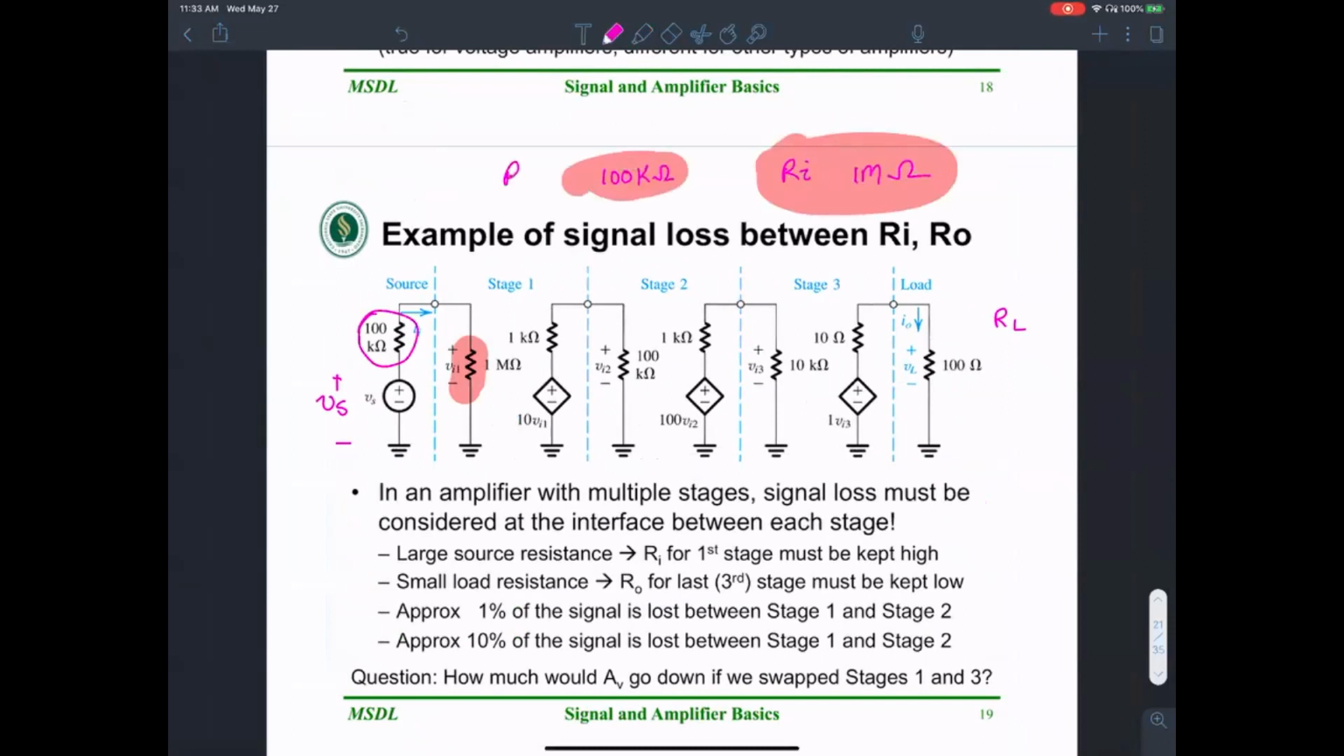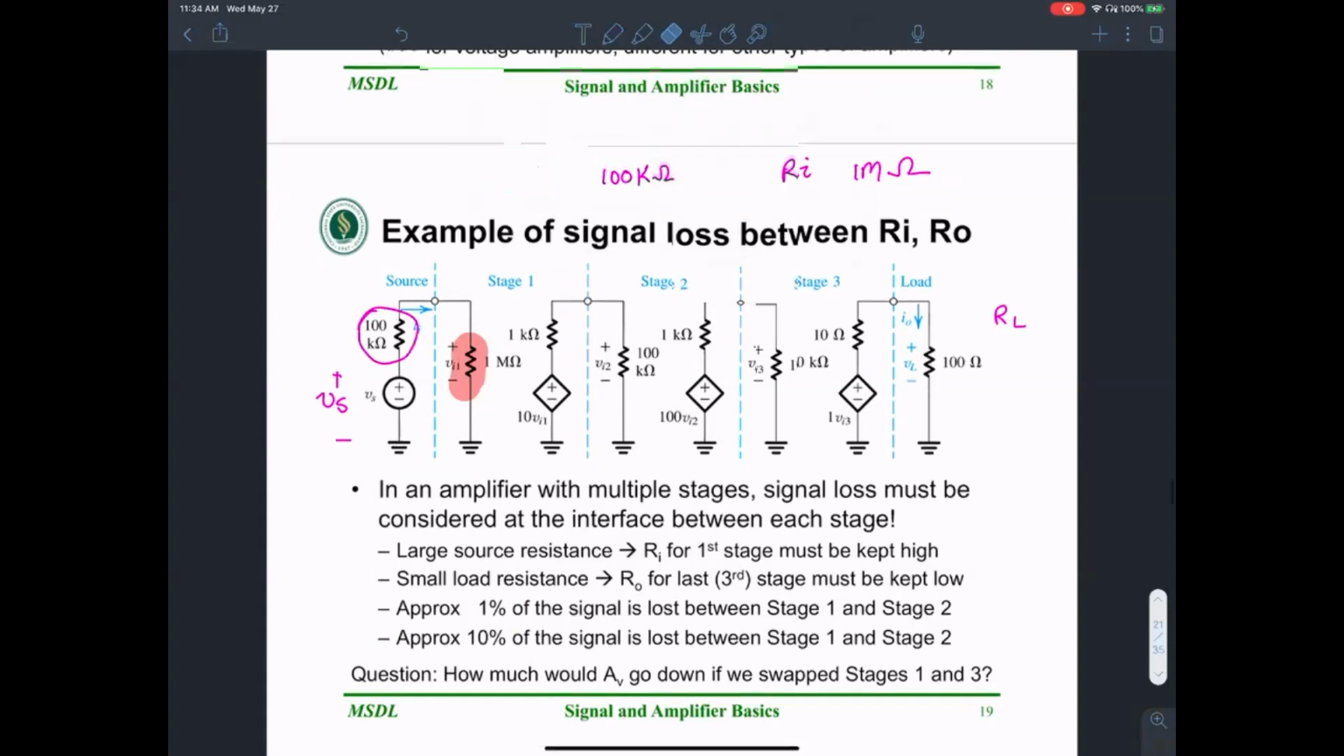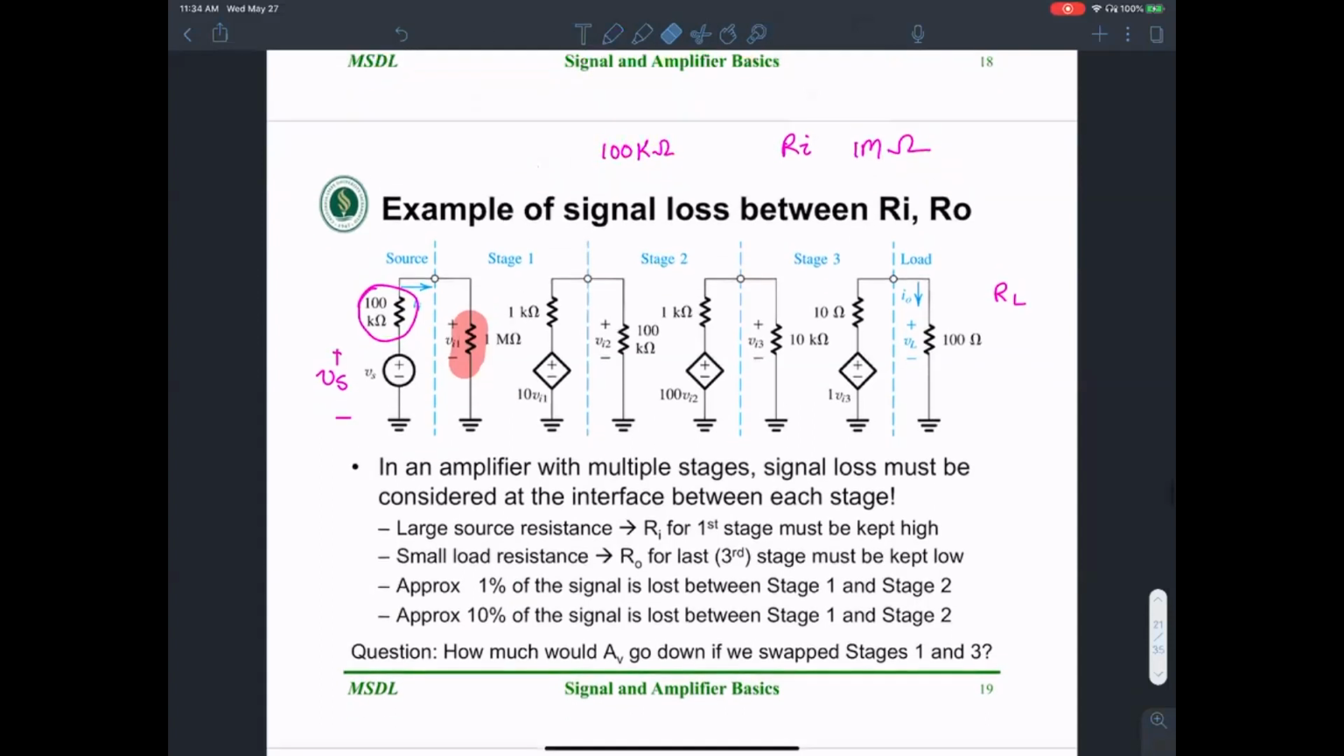So this value is Rs. This value is Ri. Therefore the first stage must be kept high. The Ri for that stage should be kept high, with a small load resistance R0 for the third stage. So that explains the fact that Ri, this guy, is 1 megaohm. Why do you think that's 1 megaohm? Well, the reason is I want this to be really large in comparison to this guy.